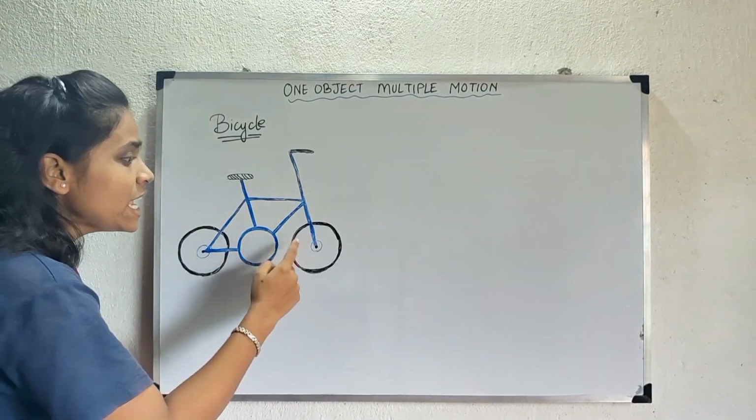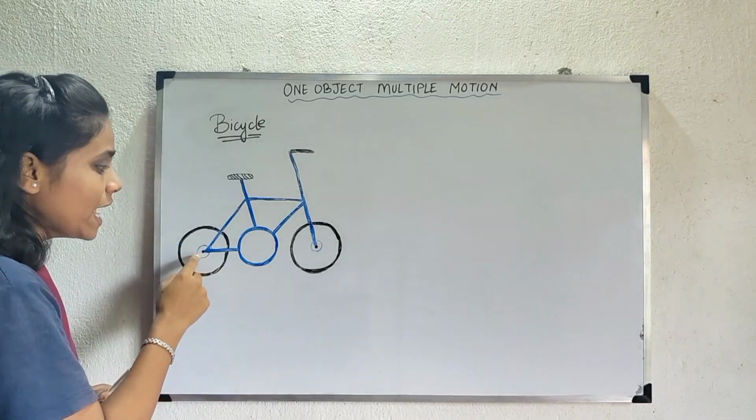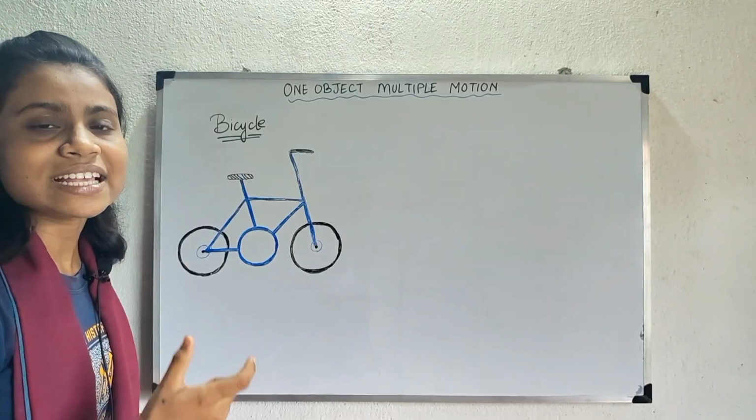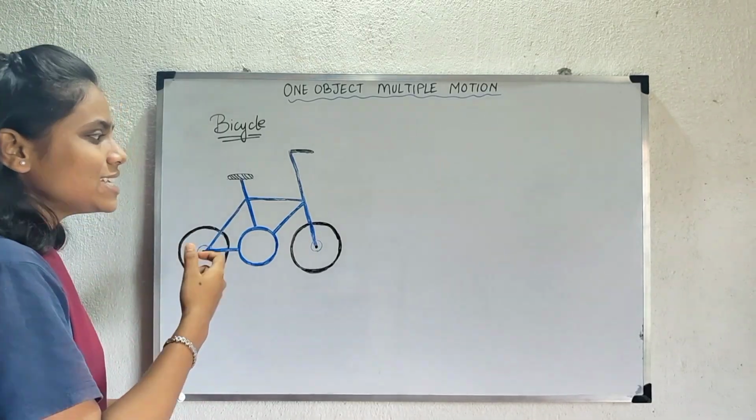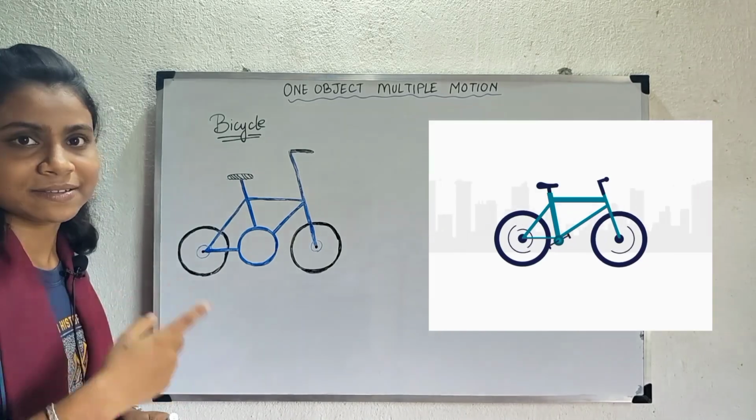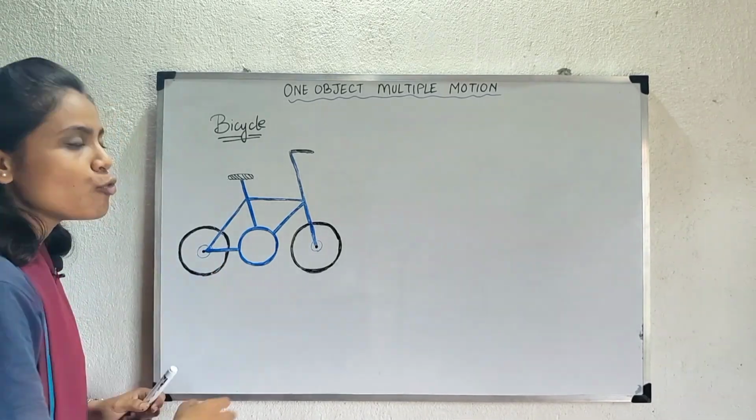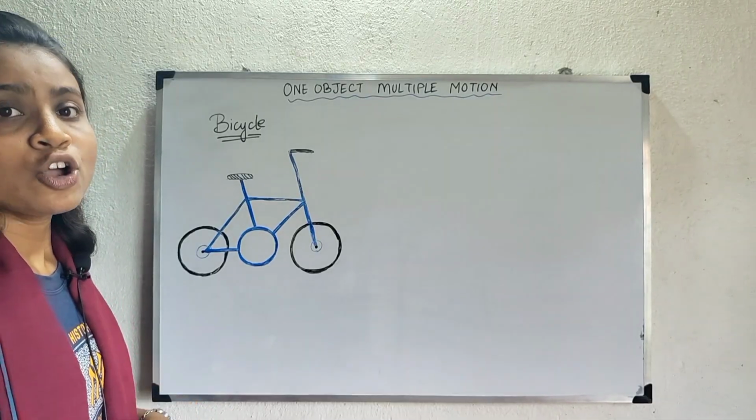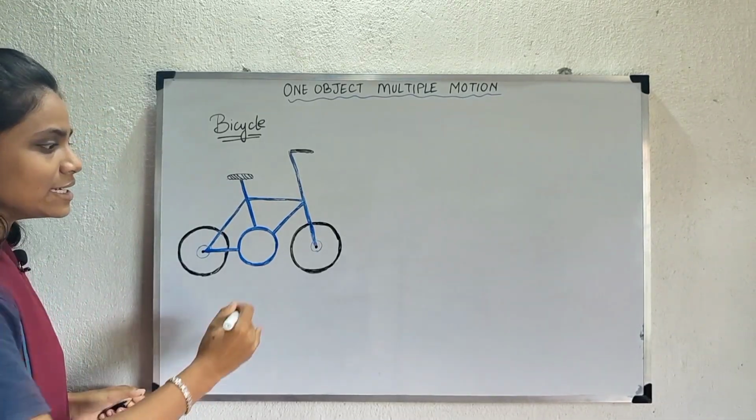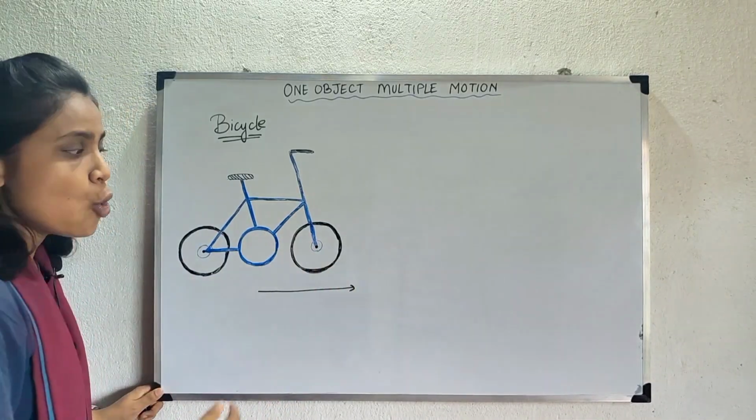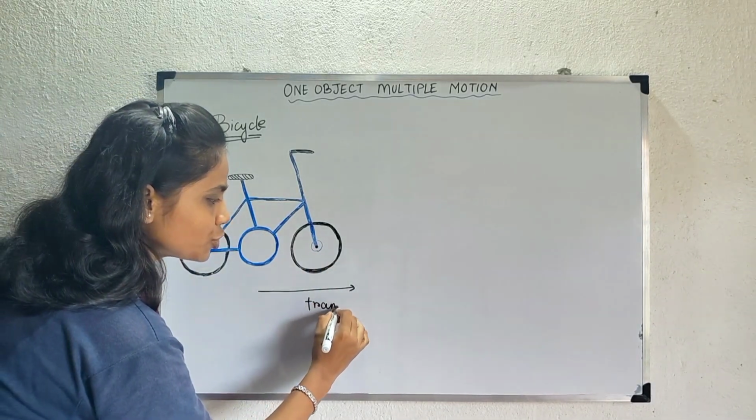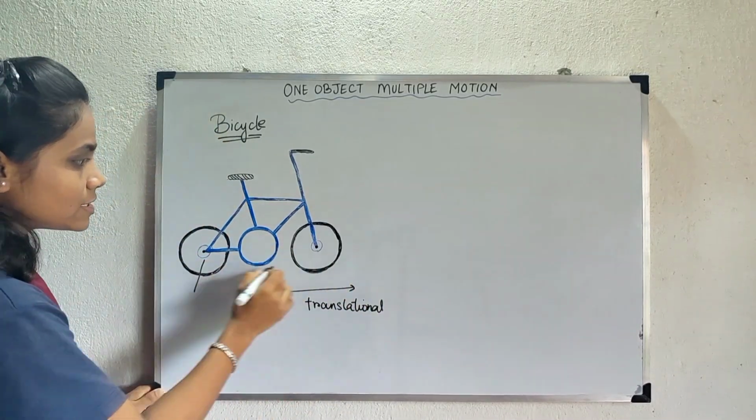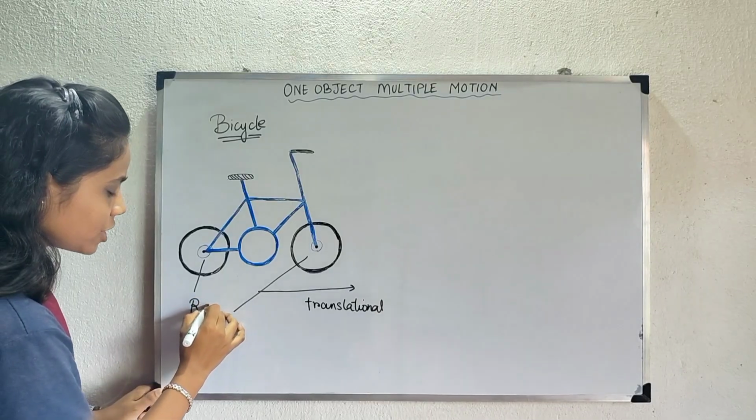But think about the wheel of the bicycle. The wheel is fixed at the center by a rod which acts as the axis. Along this axis the wheel rotates. Thus, the two wheels while moving show rotatory or rotational motion. So, in case of a bicycle, two types of motion are visible. One is translational motion and another is the two wheels showing rotational motion.